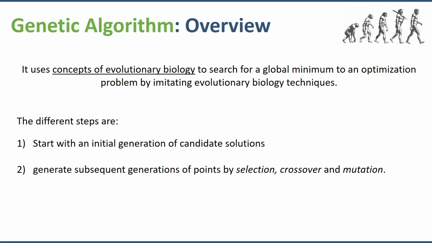Now let's talk about genetic algorithm. This optimization technique is used to solve non-linear and non-differentiable optimization problems. It uses concepts of evolutionary biology to search for a global minimum to an optimization problem by imitating evolutionary biology techniques. You have 2 main steps. First, you make an initial generation of candidate solutions that are tested against the objective function. Then you generate subsequent generations of points from the first generation through techniques like selection, crossover, and mutation.